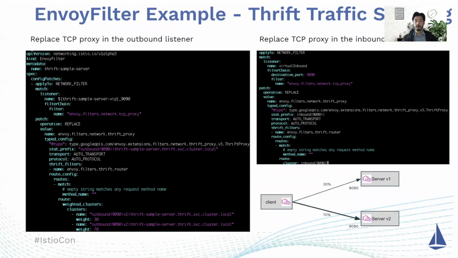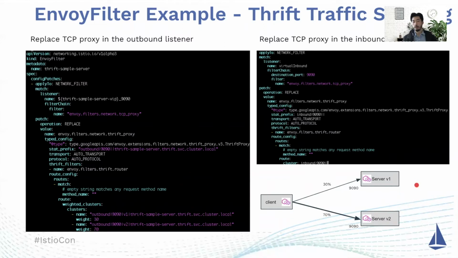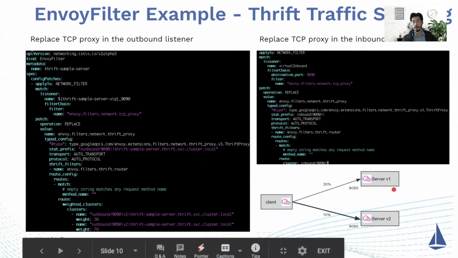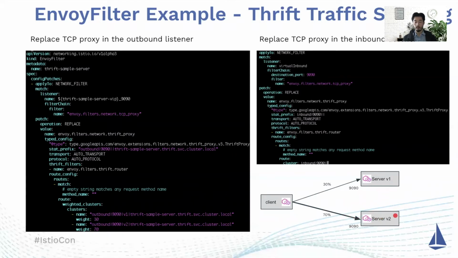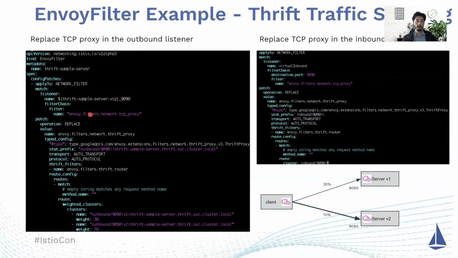Let's look at a concrete example of EnvoyFilter. As this diagram shows, we have two Thrift services listening on port 9090, and we want to send 30% of traffic to server 1 and 70% of traffic to server 2. So how could we achieve this use case by leveraging EnvoyFilter? First, we need to create an EnvoyFilter with the match condition targeting the TCP proxy in the outbound listener, Thrift sample server VIP 9090.